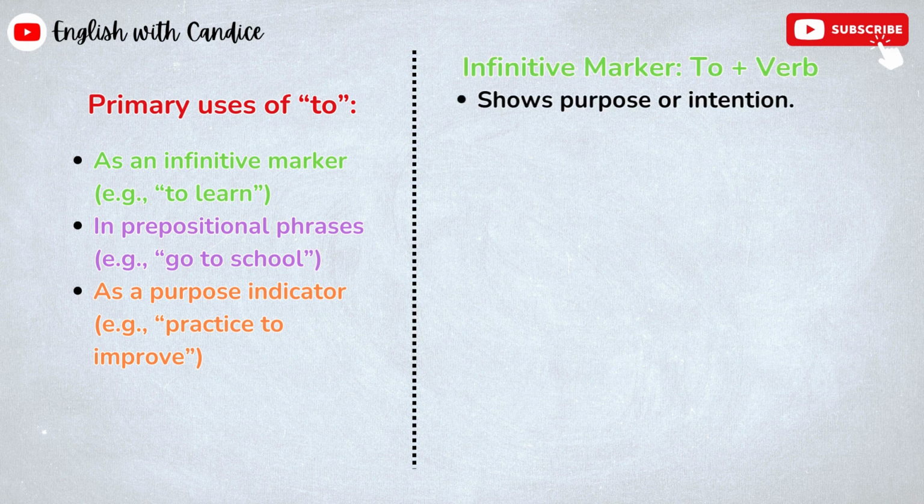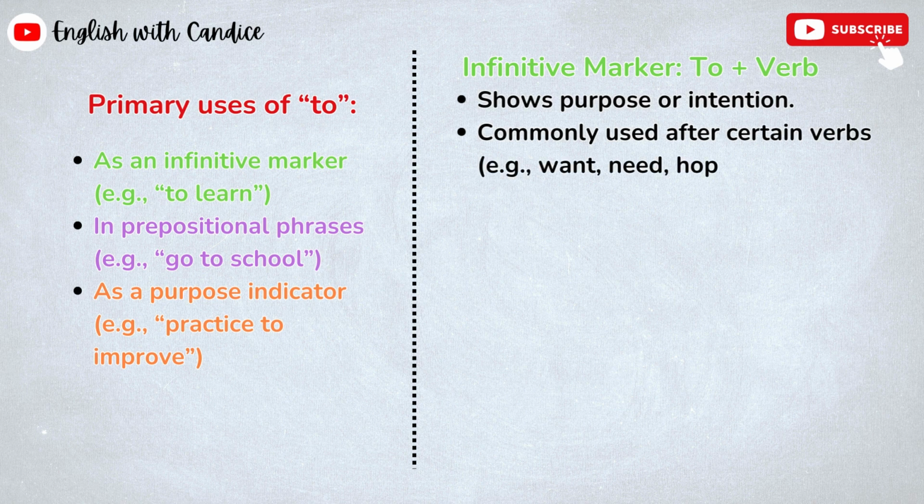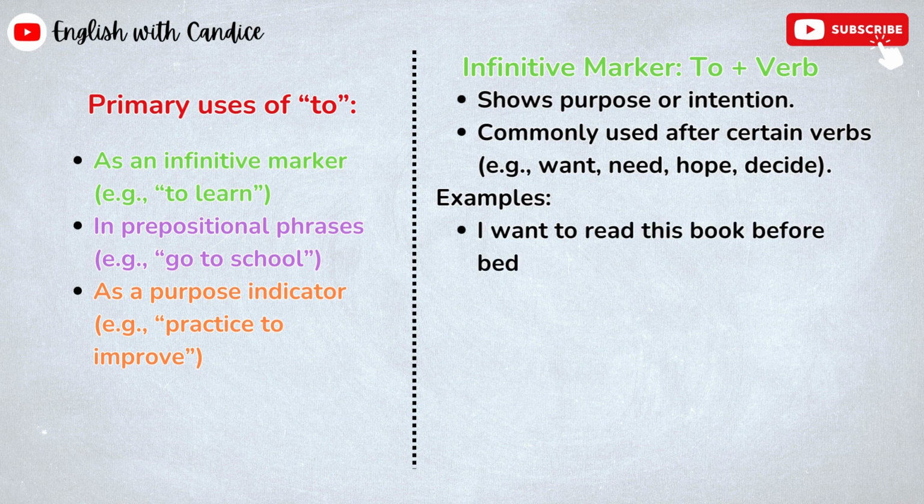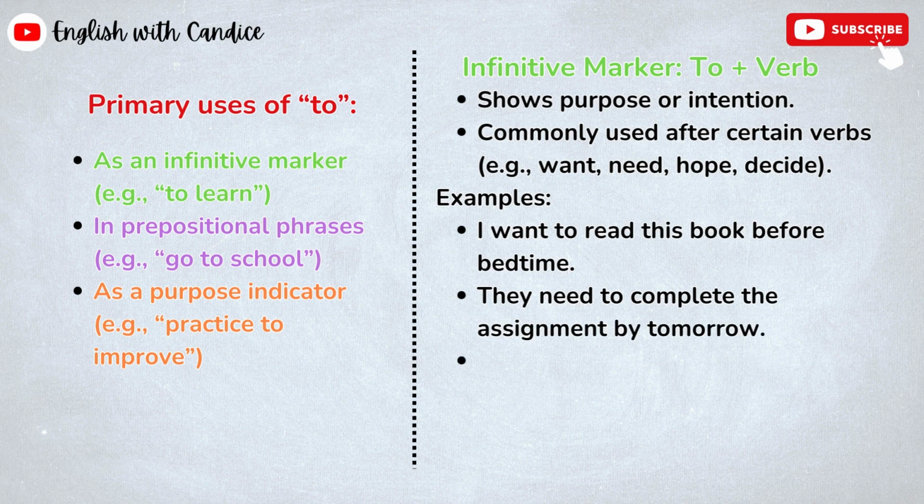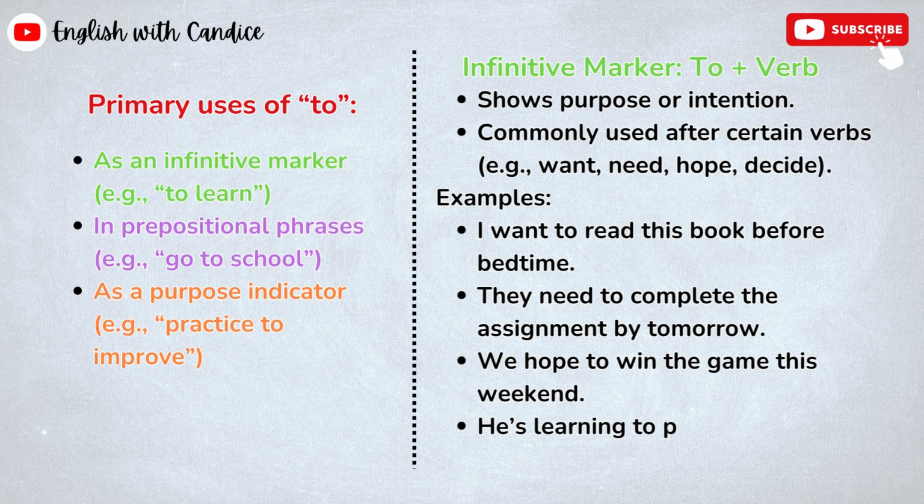The first use of "to" is as an infinitive marker. An infinitive marker is a term used to describe the word "to" when it appears before the base form of a verb, creating what we call the infinitive form of the verb. This "to" plus verb structure, like "to read", "to run", or "to understand", doesn't specify a subject or tense. Instead, it focuses on the action itself in a neutral, timeless way. This structure shows purpose, intention, or desire. I have included some examples here for you.